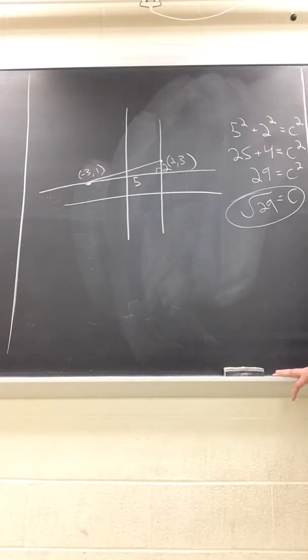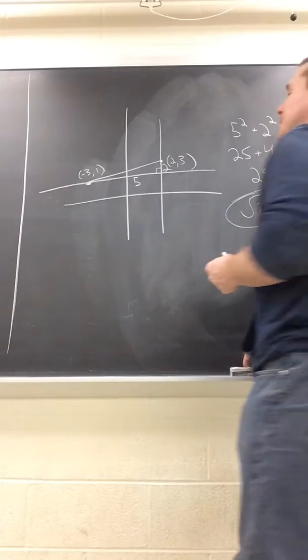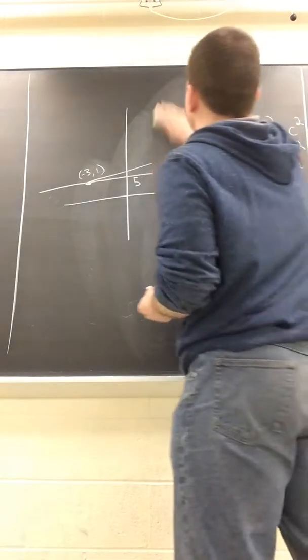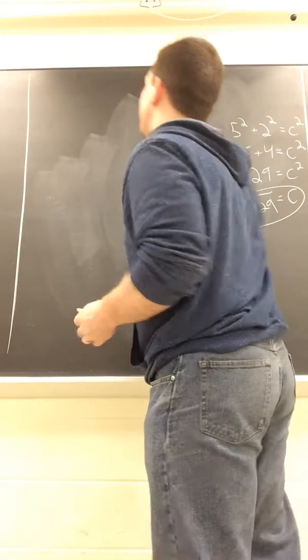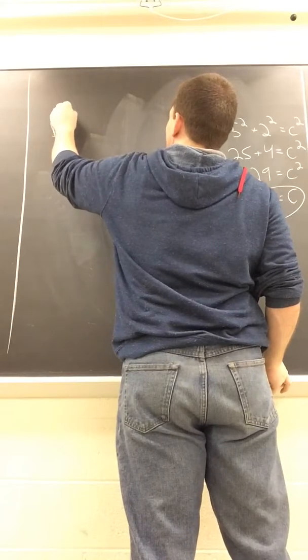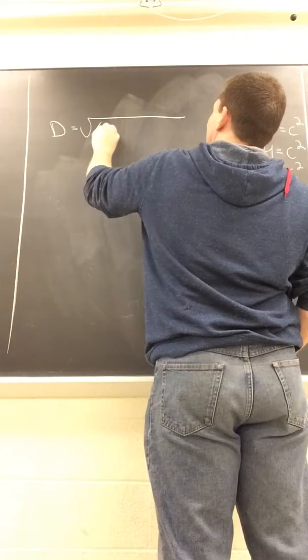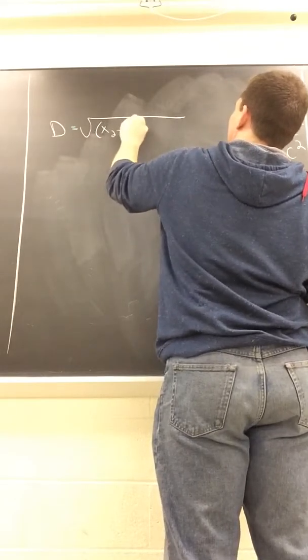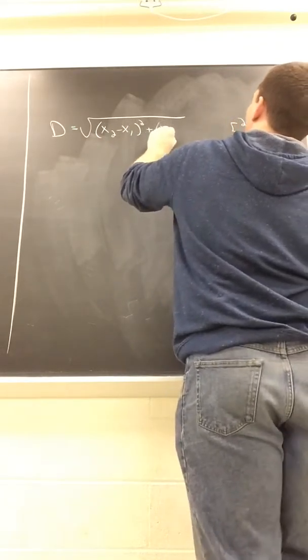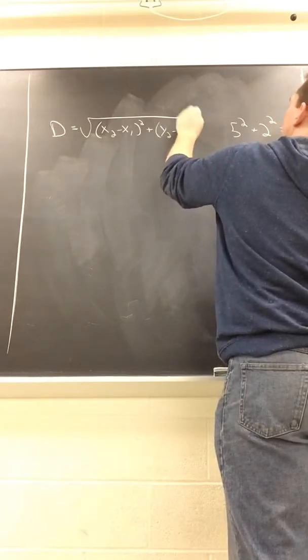There is a formula for this, which I'll write out, which you need to know if you're not going to use the Pythagorean theorem. It's called the distance formula. And the distance formula says the distance between 2 points is equal to the square root of x2 minus x1 squared plus y2 minus y1 squared.